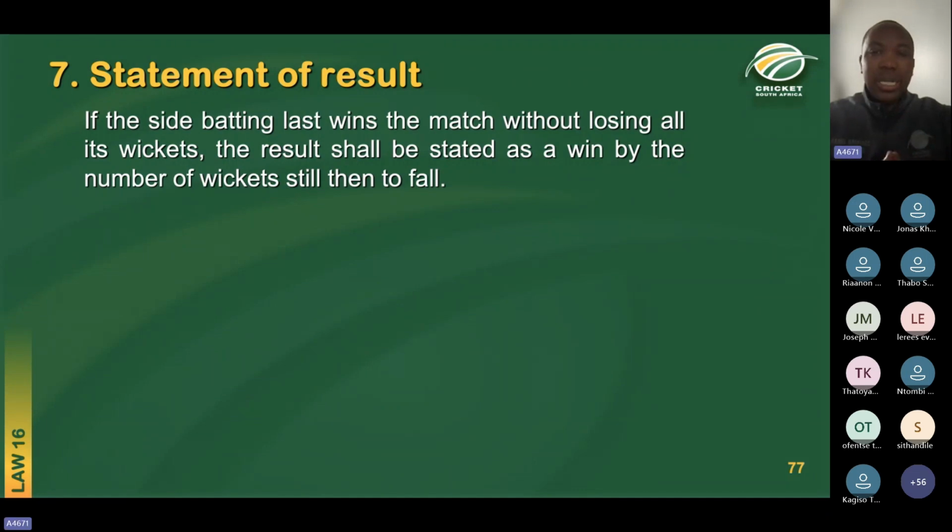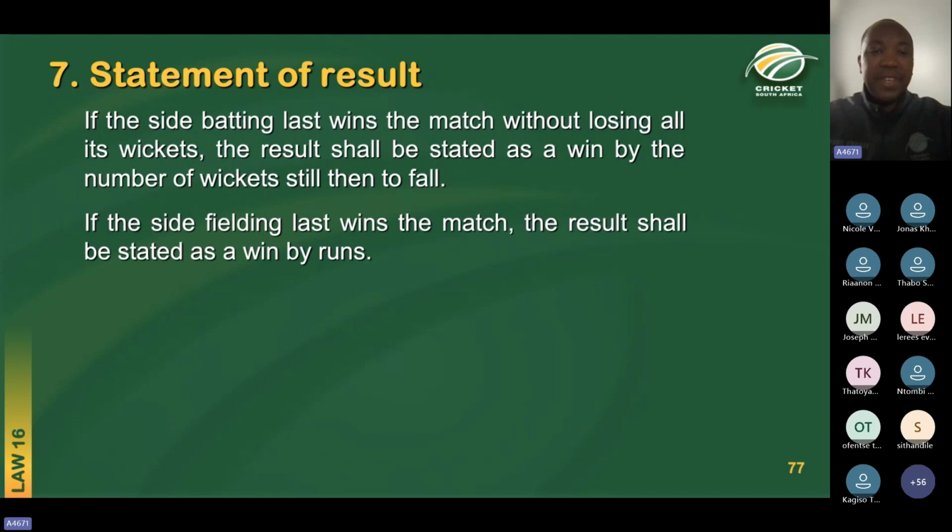So law tells us here that if a side batting last wins the match without losing all its wickets, say for example, South Africa reaches its total against India, chasing 200 runs in a T20 match, having lost 6 wickets, then South Africa have won by 10 minus 6, which is 4 wickets. That is how many wickets they had in hand when they reached the target. That is how a win batting second or batting last is stated.